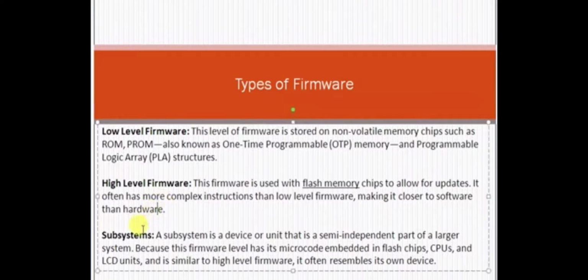Then the next one is the subsystem. A subsystem is a device or unit that is a semi-independent part of a larger system. Because this firmware level has its microcode embedded in flash chips, CPUs and LCD units and is similar to high-level firmware, it often resembles its own device.